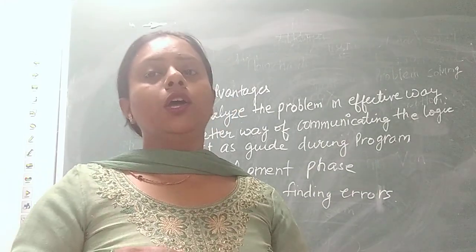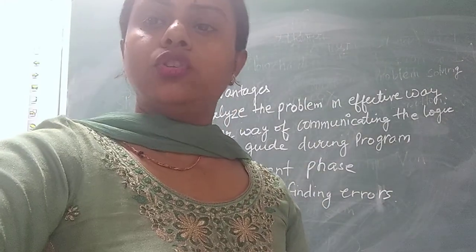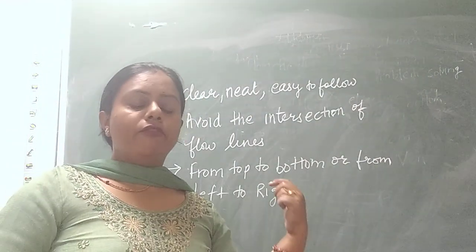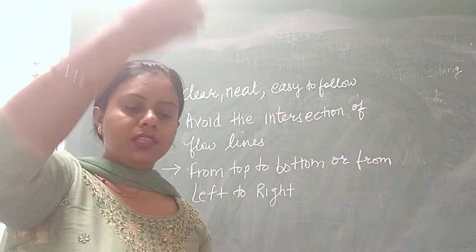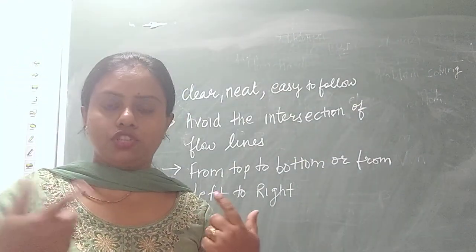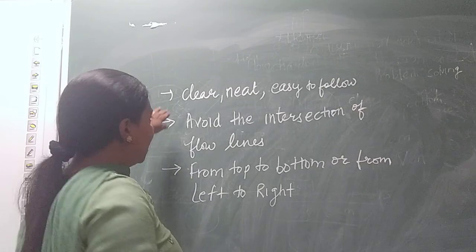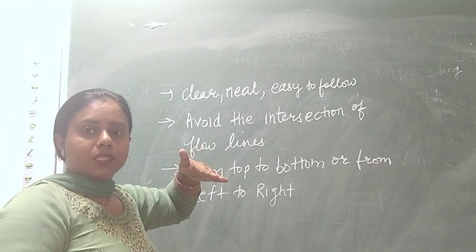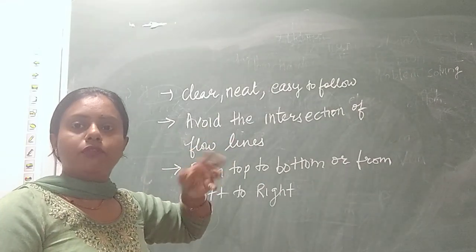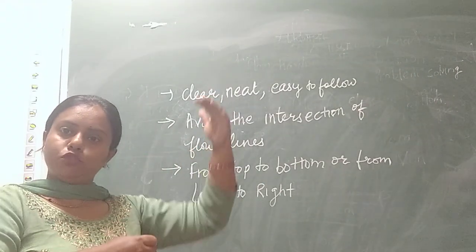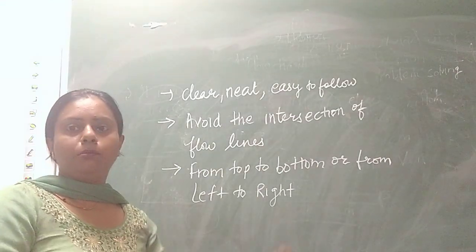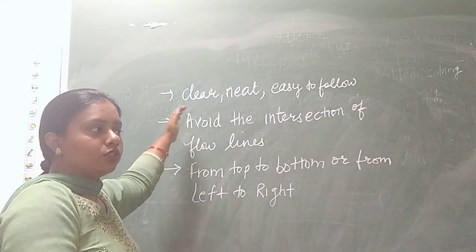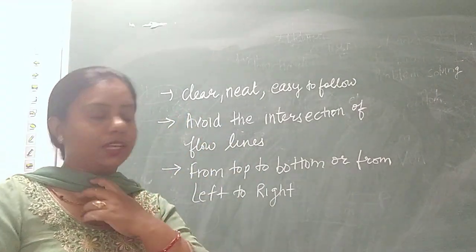Now the next are the rules for drawing a flowchart. So students, these are the rules for drawing the flowchart. When you have to draw the flow chart, all the necessary requirements should be done in the logical order. The flow chart should be clear, neat and easy to follow. It means there is no intersection of the flow lines. Okay? It should be from top to bottom, neither from bottom to top. Avoid the intersection of flow lines. You must take care of this.